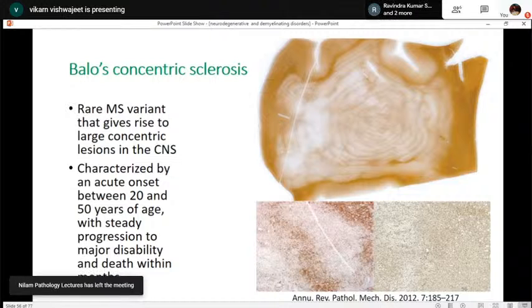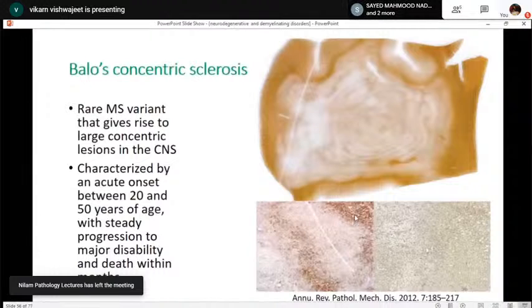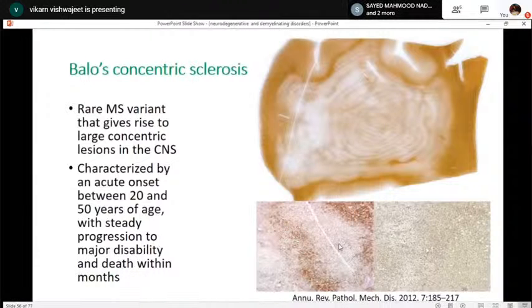So this is a proteolipid protein immunohistochemistry. Higher magnification shows the relatively preserved area and adjacent lost area, and this is myelin associated glycoprotein, MAG, immunohistochemistry, which shows loss of myelin.